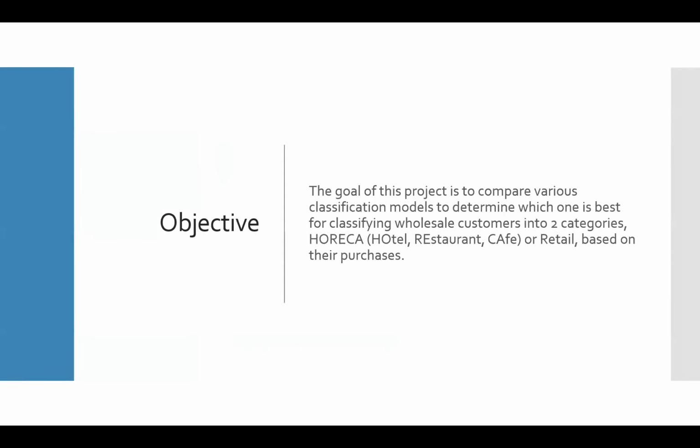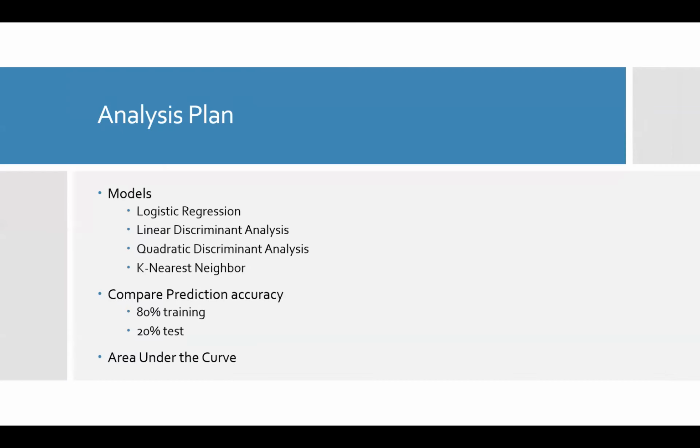So the objective will be to compare various classification models to determine which would be best for classifying wholesale customers into either HoReCa or retail based on their purchases. The plan for my analysis will be to build 4 models: logistic regression, LDA, QDA, and K nearest neighbor. The comparison will be done based on their prediction accuracy. For the prediction, I'll be using 80% of the data for training the model and 20% for the test. I'll also be comparing the area under the curve.